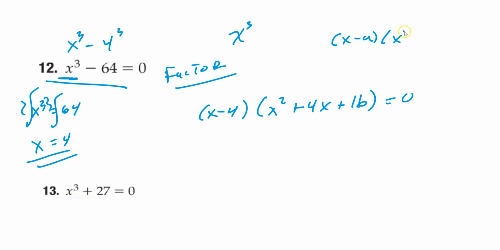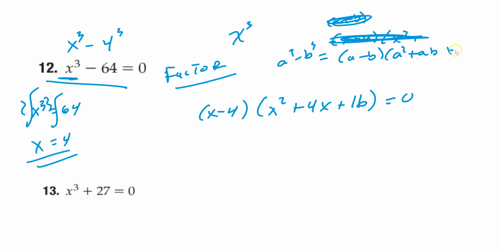I've done a lot of the minus ones. It should have been a and b. A cubed minus b cubed is a minus b, a squared plus ab plus b squared. Again, I will give the formula every single time. Now we got to solve this. Well, one of them's easy.